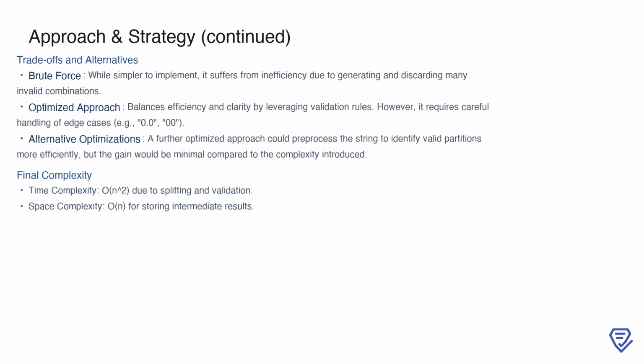In terms of complexity, our chosen approach operates with a time complexity of O(n) squared, driven by the splitting and validation processes. The space complexity is O(n), which accounts for intermediate results during processing. Overall, this optimized method provides a practical and efficient solution to the problem while maintaining manageable complexity.